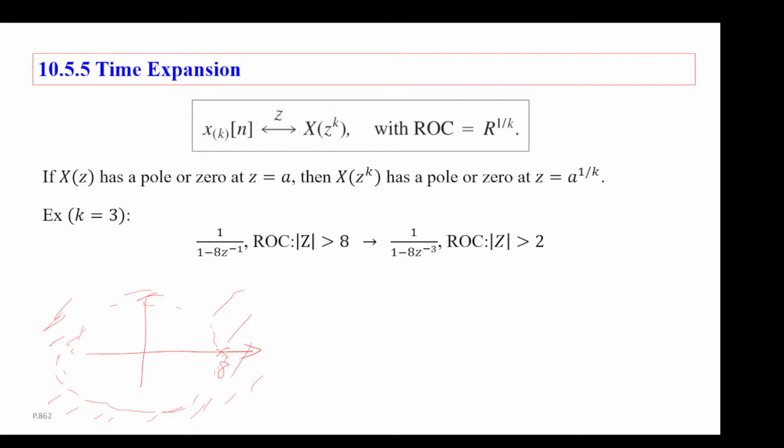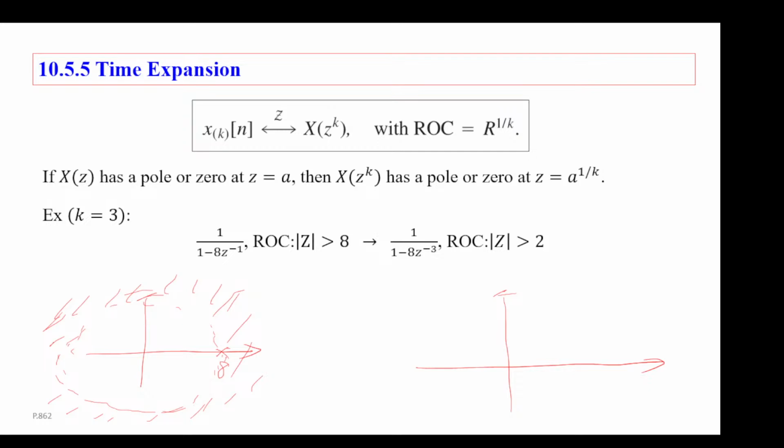So what happens when we expand the time domain by a factor of 3? What I want to see is the signal x of z to the k. So every z becomes z to the 3, because we say k equals 3. And now we have this signal 1 over 1 minus 8 times z to the minus 3. And so this thing actually has 3 poles.